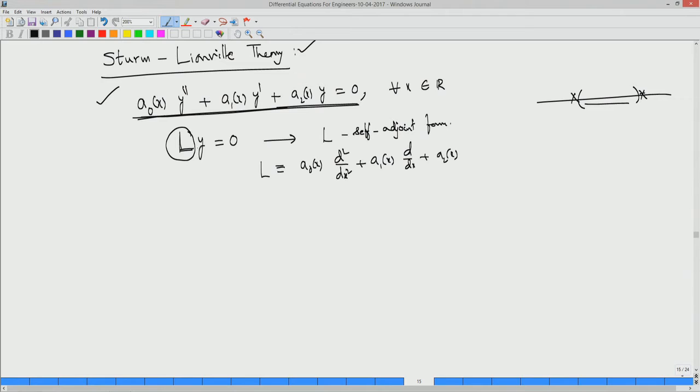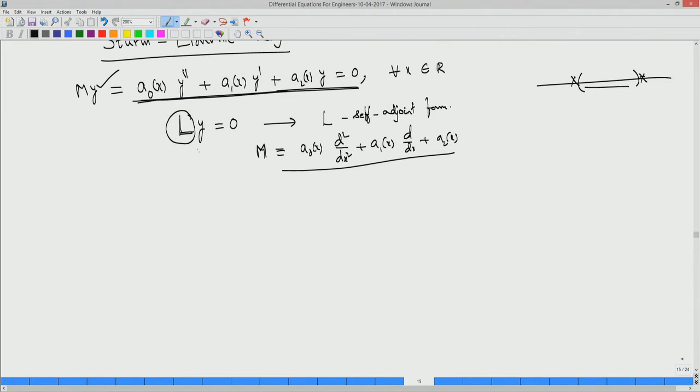If I put this L in the self-adjoint form, this is not the self-adjoint form. This is what we have already called My, where M is this. Now this M I can rewrite and put it in the form Ly equal to 0, where L is in self-adjoint form. Before I say what self-adjoint is, imagine L is like a matrix. So you have a matrix equation Ax equal to 0.